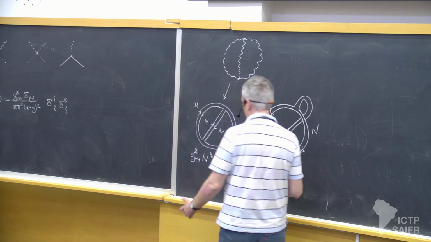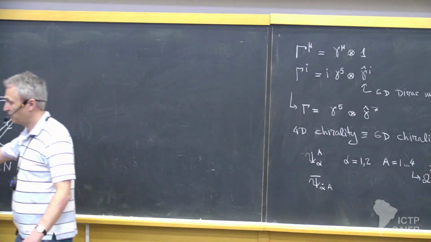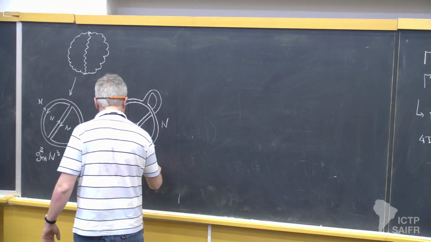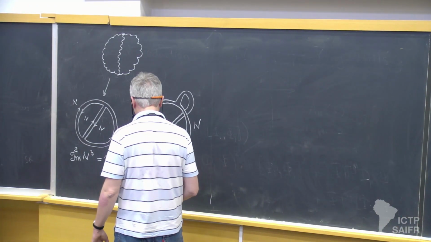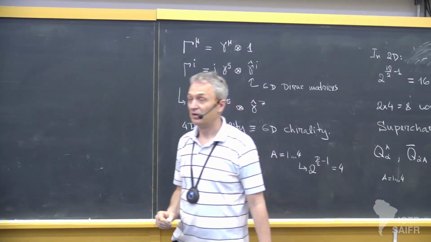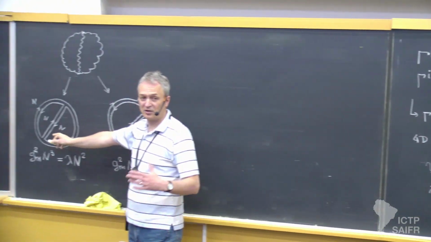And also the only thing that differs here is the color factor. So the color factor for this diagram is n cubed, and for this is n. And so this diagram is proportional to lambda without any independence. So in the large n limit, this diagram is suppressed, and this is the leading one.